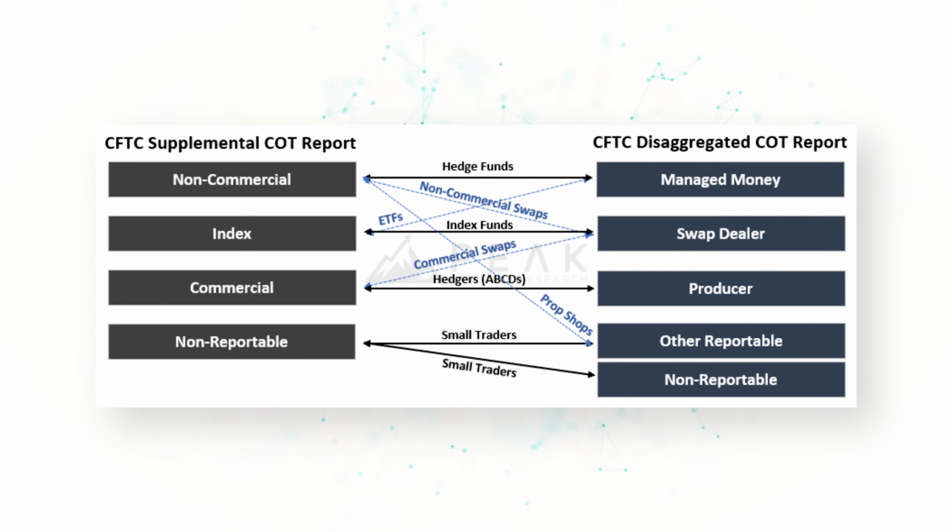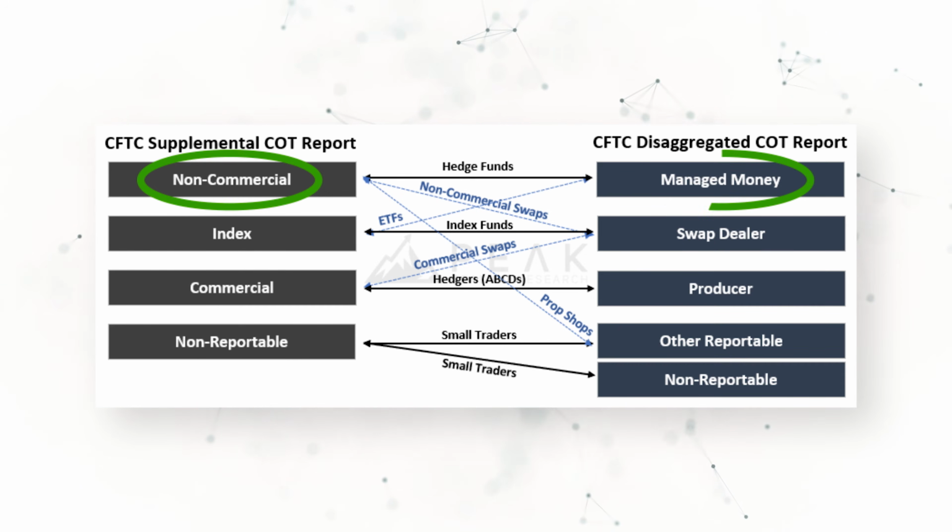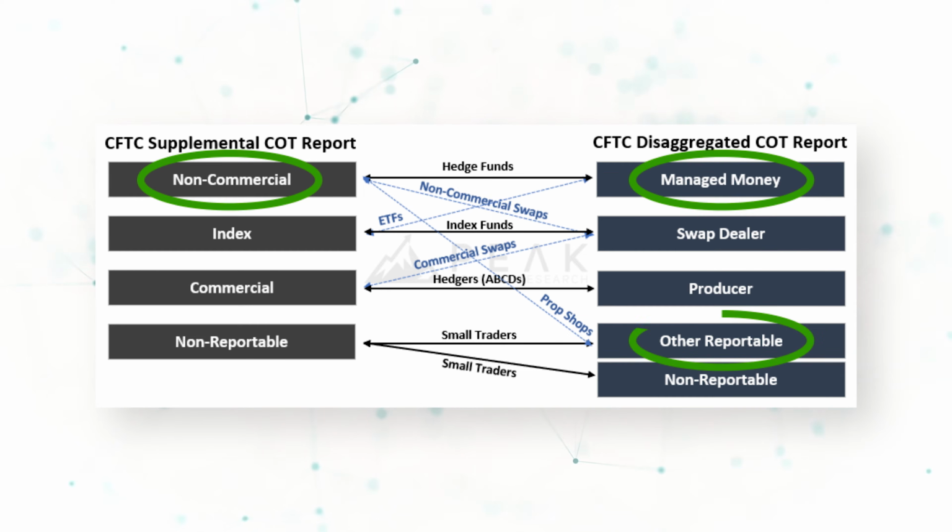Now, before we jump into that, let's back up for a second and look at all the categories within these 2 different reports. So if we look at the differences between the supplemental report and the disaggregated report, one of the first things that jumps out to us is that the disaggregated report has an extra category. All large speculators fall into the non-commercial report and the supplemental report, but large speculators are split up into 2 categories in the disaggregated report: managed money traders and other reportables.